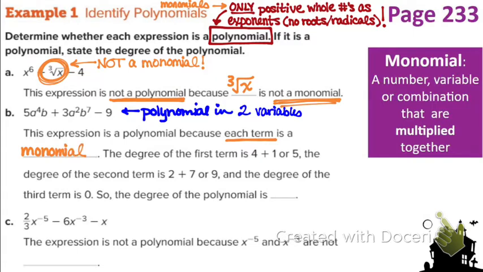All right, so the directions up here said that if B is a polynomial, then we need to state the degree of the polynomial. If it's in just one variable, that means I just look for the biggest exponent. Is this one in one variable? No. We have 2 variables going on. So let's look at each term. We're going to find the degree of each term, and the degree of my whole polynomial will be the degree of the term with the biggest degree.